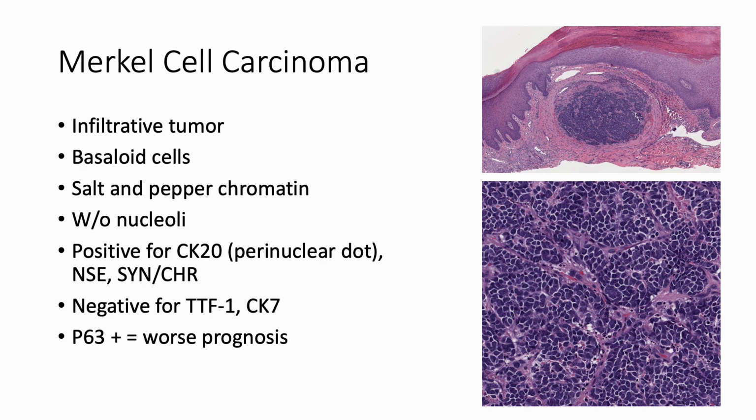And one important differential diagnosis is the metastatic small cell carcinoma from the lung. So that's why when we stain, we need to stain CK20, where we expect to see a paranuclear dot-like pattern, see synaptophysin and chromogranin positivity, while negative for TTF1 and CK7. There is one thing they like to test: P63 positivity usually indicates a worse prognosis. That is testable.